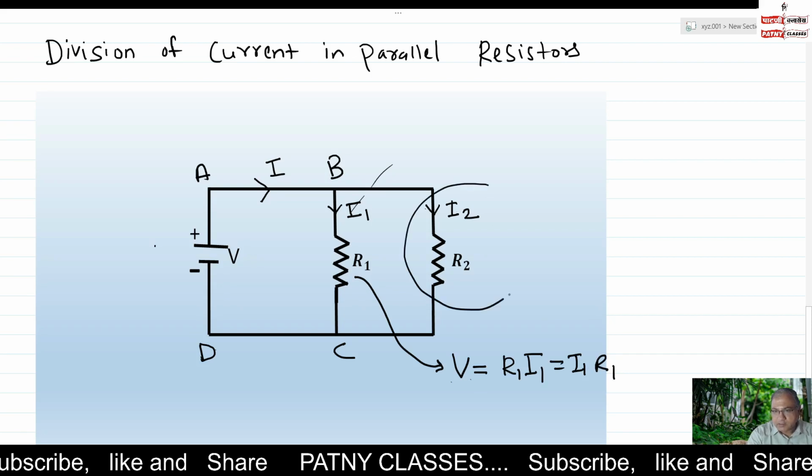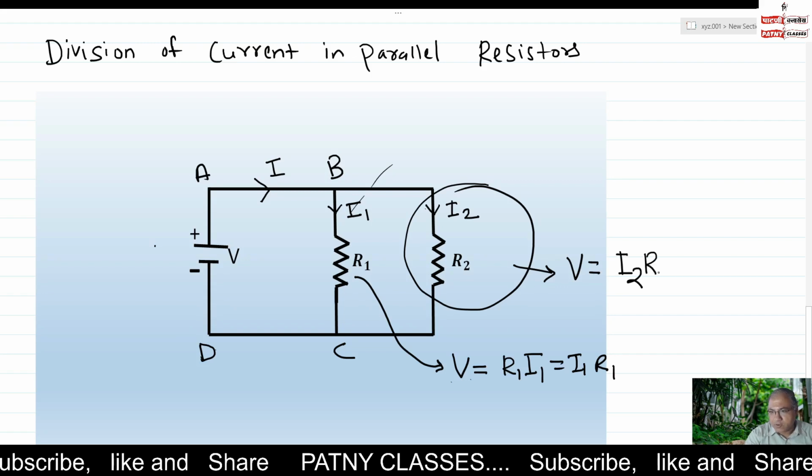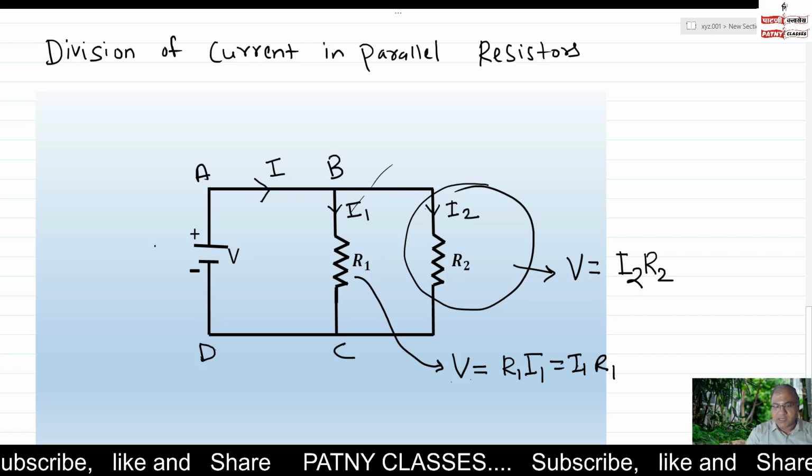Similarly, the voltage across resistor R2 is again the multiplication of current and resistance. The current flowing through R2 is I2 and the value of the resistance is R2. Therefore, voltage across R2 is V equals I2 R2. Or we can say like this also, the voltage appearing across R1 is I1 R1, and the voltage appearing across R2 is I2 R2. So in a different way we can speak the same thing.